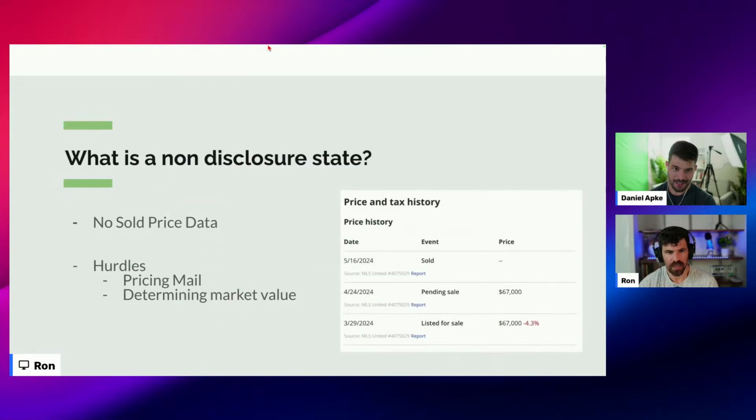We'll see, I'll check. So what is a non-disclosure state? Like Dan just said, it's a state where, on Zillow, this is what you're going to see. This is an actual sale price in one of those non-disclosure states. I believe I pulled it from Mississippi. But you're going to see a listing for sale, and you're going to see a pending sale. Pending on Zillow and these other sites does not mean this went under contract for $67,000. It's very, very important to realize this. It just went under contract when it was listed for $67,000.